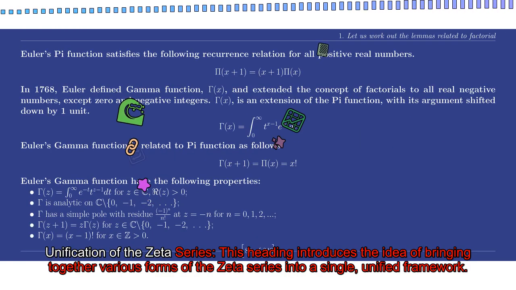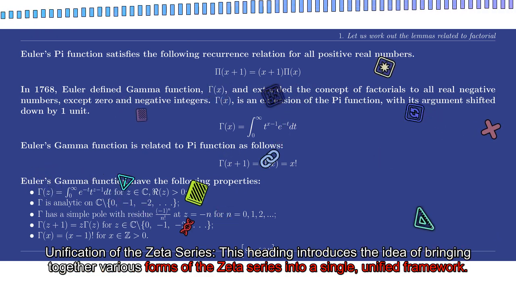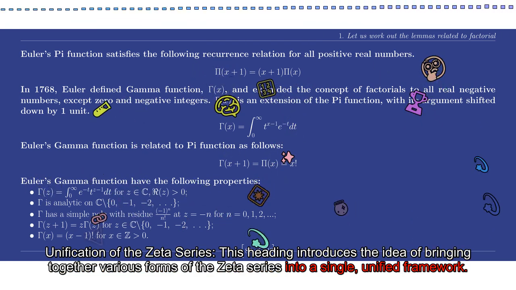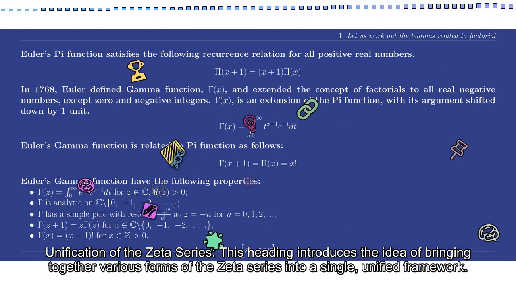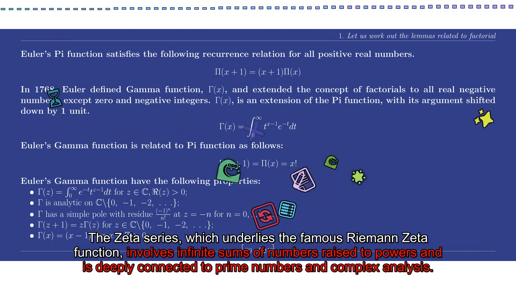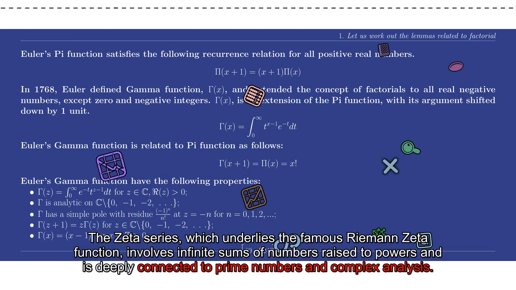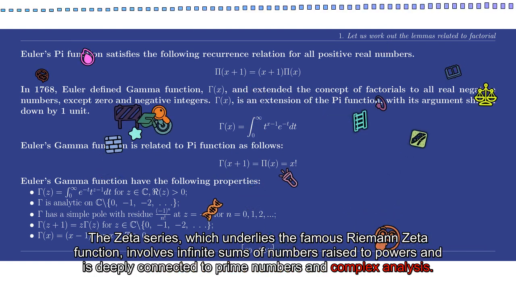Unification of the zeta series. This heading introduces the idea of bringing together various forms of the zeta series into a single, unified framework. The zeta series, which underlies the famous Riemann zeta function, involves infinite sums of numbers raised to powers and is deeply connected to prime numbers in complex analysis.